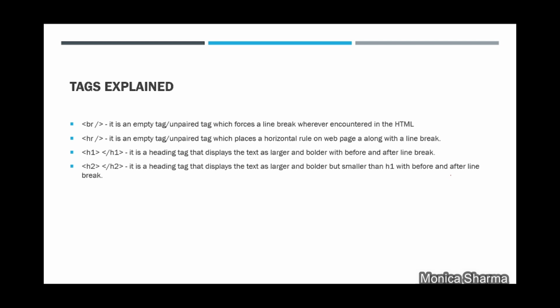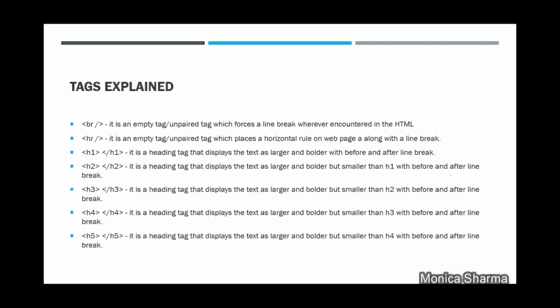Similar to H1, we have got H2, H3, H4, H5 and H6, 6 heading tags. All these heading tags display text as larger and bolder than the regular text that we write, but the difference lies in the size of the heading, where H1 will give you the largest size of the heading, H2 will be smaller than H1, H3 will be smaller than H2, H4 will be smaller than H3, H5 will be smaller than H4 and H6 will be smaller than H5.